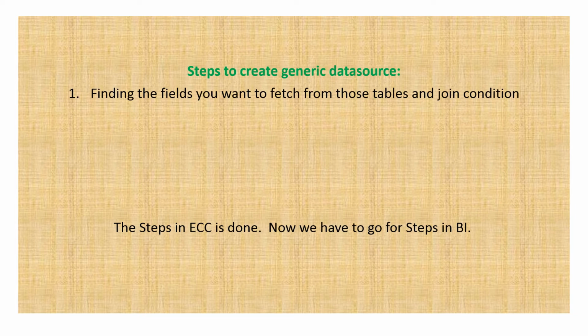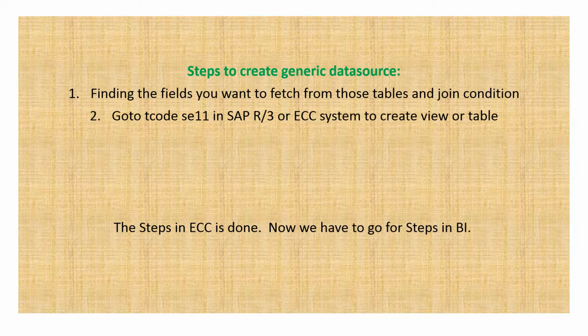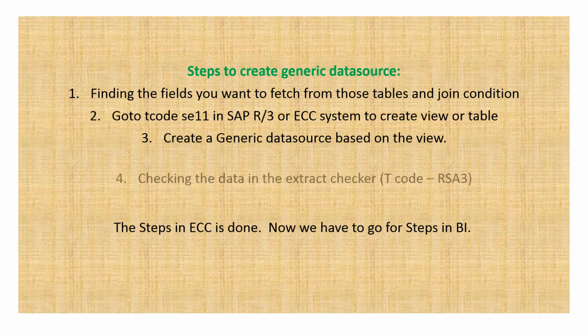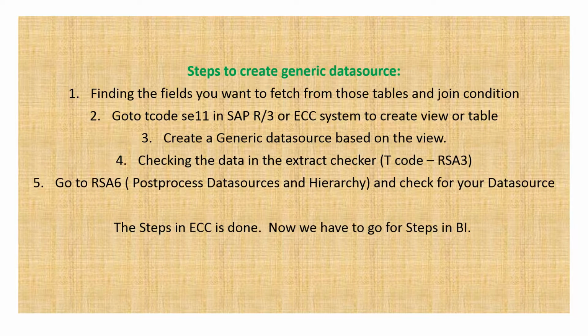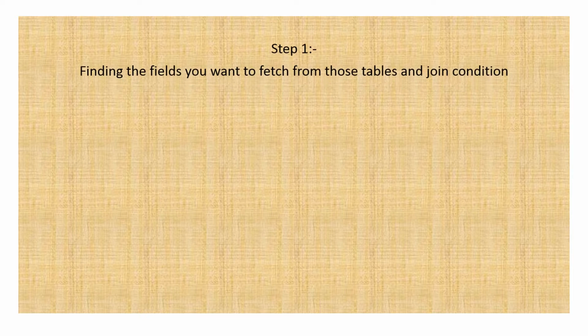I will show you how to create a generic data source. First you need to find the fields you want to fetch from those tables and the join condition. Then go to SE11 in the R3 or ECC system to create a view or table. Then create a generic data source based on the view. Then check the data in the extractor checker or decode RSA3. Then go to RSA6 and check your data source. Now I will go through each and every step and explain it in a better way.